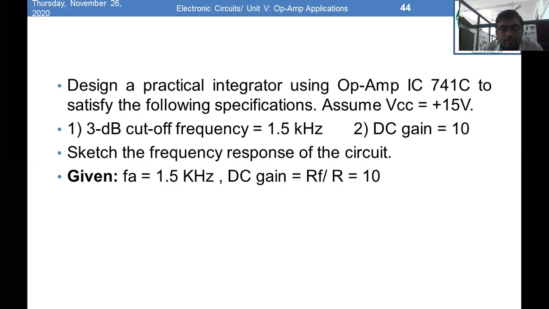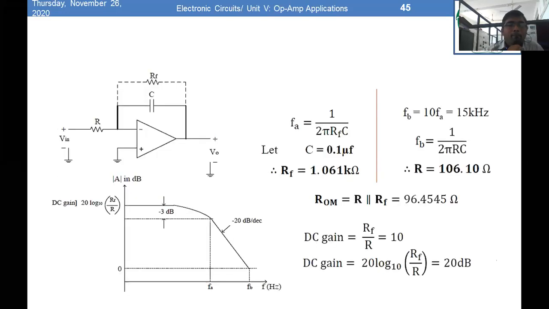I hope all of you have noted down this question. We have to just draw the frequency response, the gain versus frequency curve. But for that, we have to know a little bit about the values of the frequency and gain, so that we can correctly plot the graph. So for this you can see the answer. This is the graph that is actually required to be drawn.